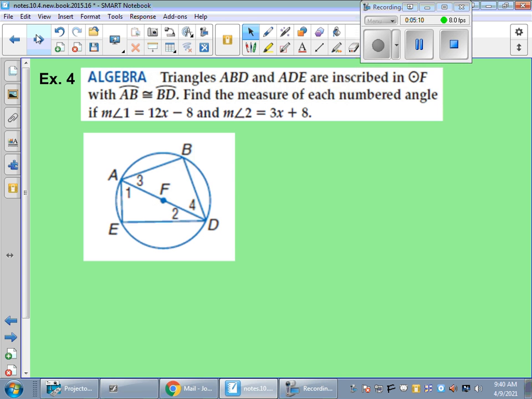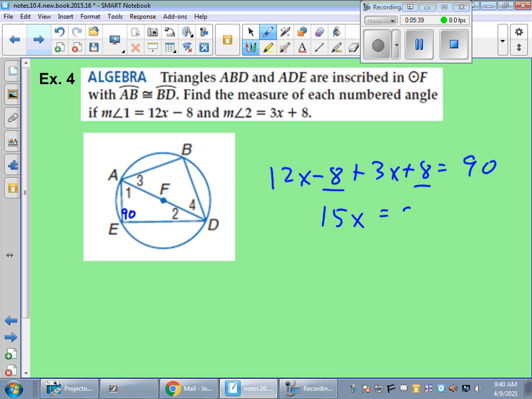So we have angle 1, we have angle 2. These are through 180 degrees, so we're going to set that equal to 90. So 12x minus 8 plus 3x plus 8 equals 90. If you wonder where we got that, this is 90 here, because that's half of the circle, so we're going to go that way. So 15x, these 8's cancel out, equals 90. You divide both sides by 15, we find that x is 6.